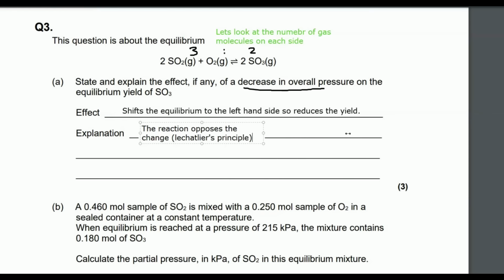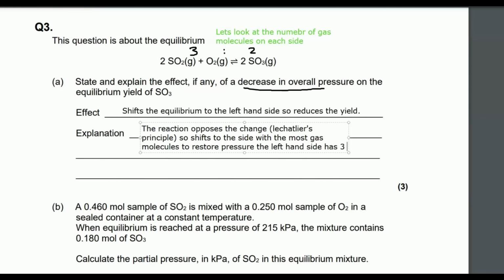So it's Le Chatelier's principle when the reversible reaction in a closed system will try and oppose a change, and it will always shift to the side. If you're decreasing the pressure, it will always go to whichever side has the most gas molecules in order to try and increase the pressure back and oppose the change to counter the condition you've changed. And that will get you 3 marks.